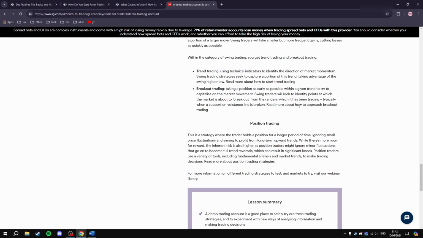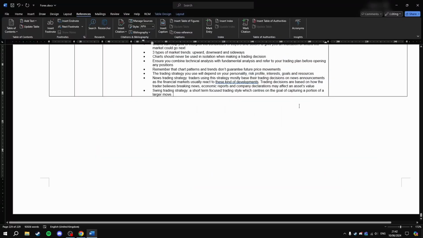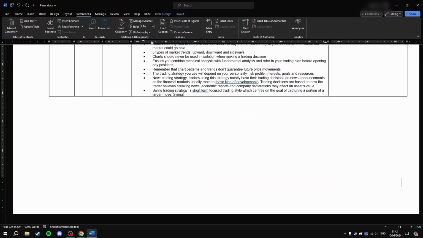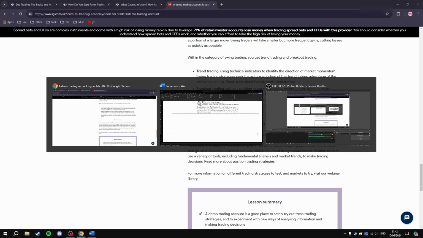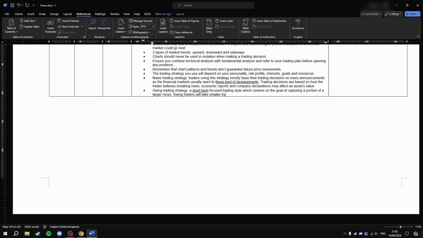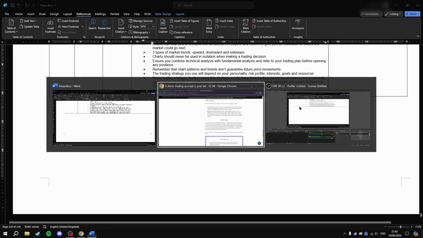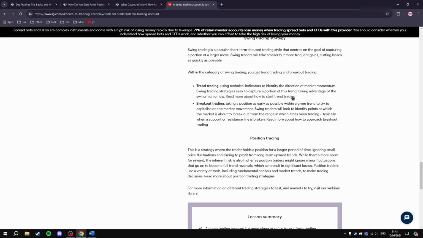Swing traders will take smaller but more frequent gains, cutting losses as quickly as possible. Sounds like a scalper.